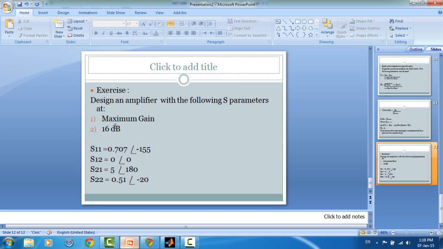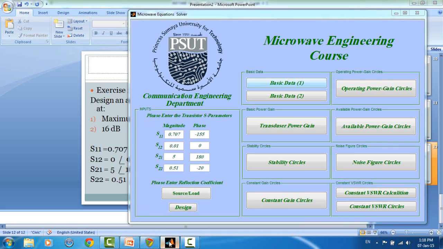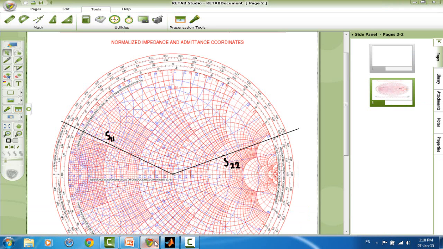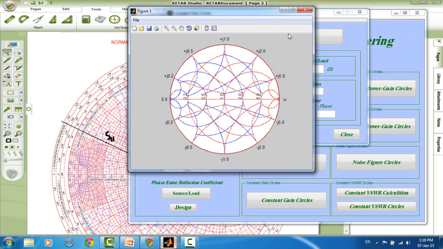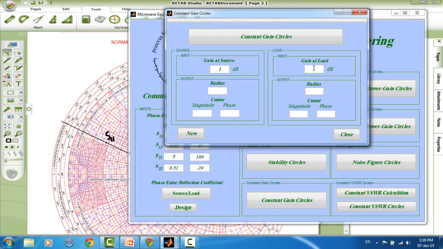To get a 16 dB amplifier, we have to find G node first. G node equals S21 squared, which is 14 dB. We have 2 dBs left. We have to get one from the source and one from the load. To do that, press on the constant gain circles, write one here, and one here. We obtain the radius of the source and the center also, and the radius and center of the load.